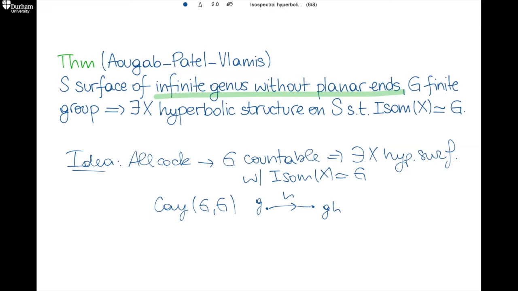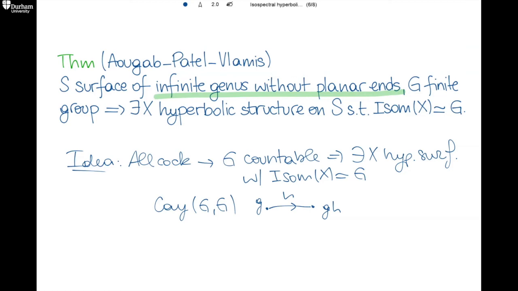And what essentially Alcock does is to choose vertex surfaces to put at each vertex and edge surfaces to glue in between, and do it in such a way that you are sure that there are no extra isometries. It's not hard to show that you can make G a subgroup of isometries. You need to be sure that there are no more. But this construction gives you a hyperbolic surface with this property, but you don't know the topology of that surface.